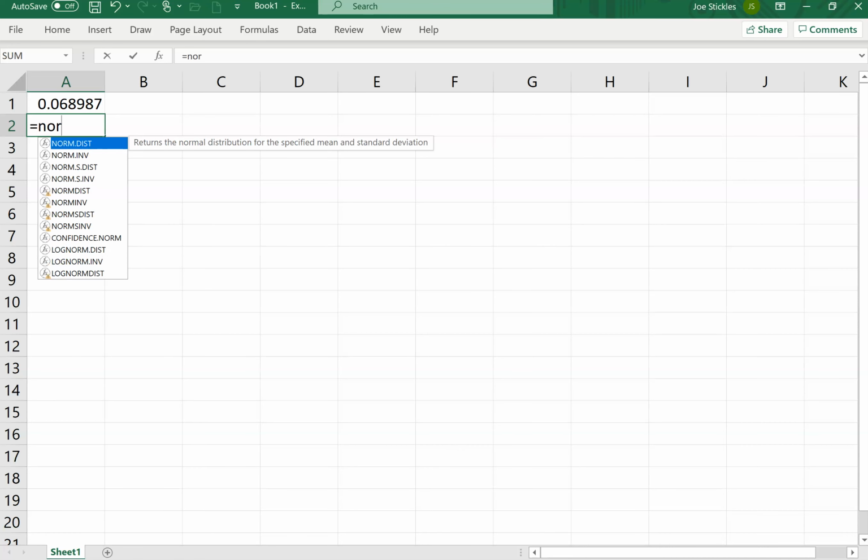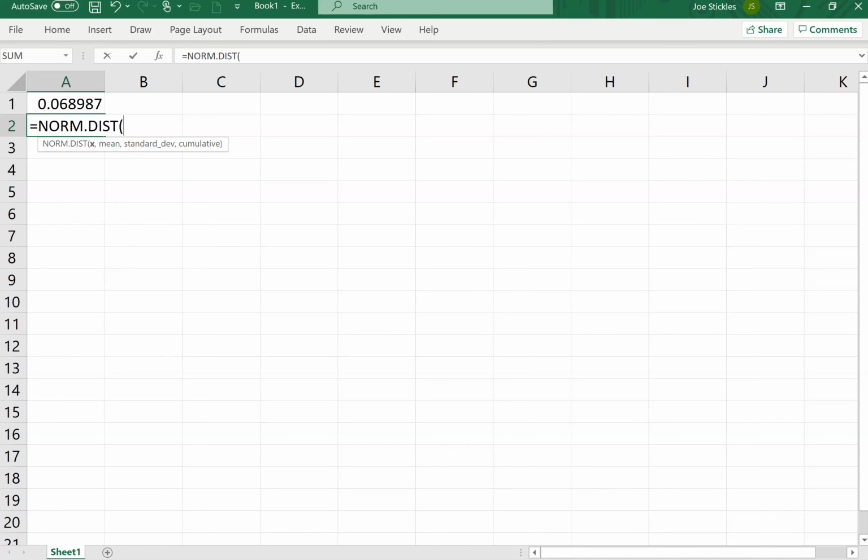We could do the normal distribution on this as well. So the x value we were looking for was 52. This was the continuity correction, right? The x value we were looking for was 52.5. The mean was 58.8. The standard deviation is the square root of the 17.64, thank you. And then again, true for the cumulative.